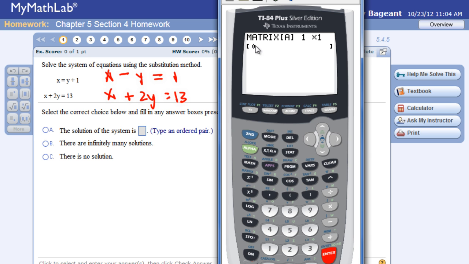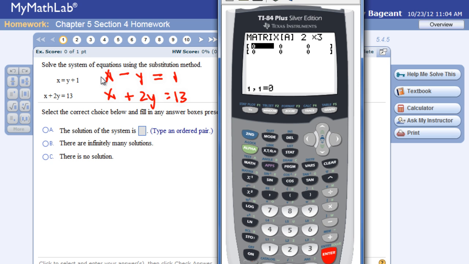Here is where you need to enter the dimensions of your matrix. We have 2 rows because we have 2 equations and 1, 2, 3 columns. So this is a 2 by 3. The matrix will enter from left to right, and then it will come down to the next row. So you want to enter the coefficients of your matrix.